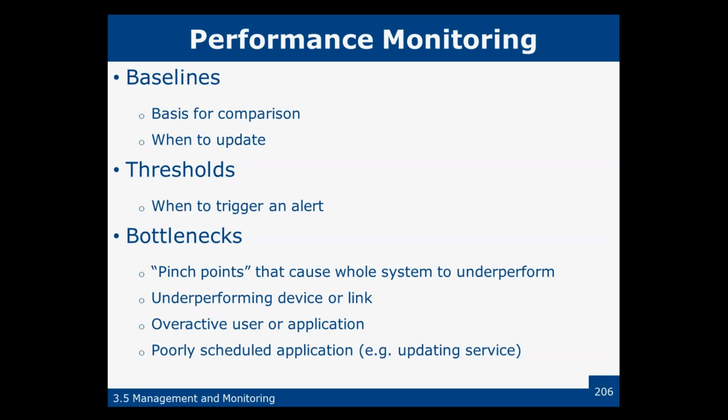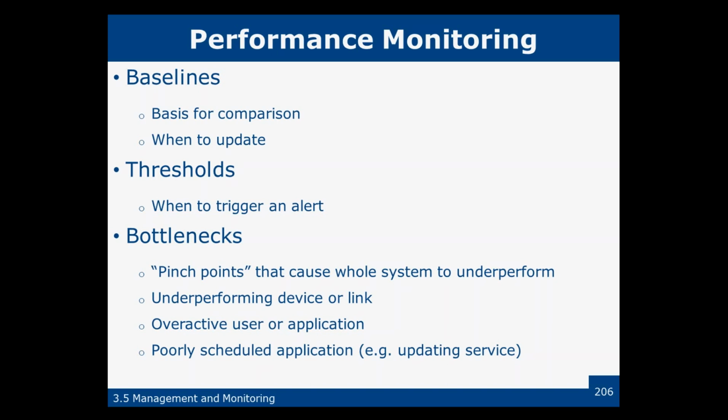A bottleneck, pinch points, bottlenecks like the neck of a bottle. It's going to restrict flow. We can have lots of bottlenecks in networks. We talked about switches and hubs. If we had a whole bunch of high-speed switches and one hub in the system, the hub's certainly going to slow us down, and that's going to be our bottleneck. So it's going to be pinch points that cause the whole system to underperform.